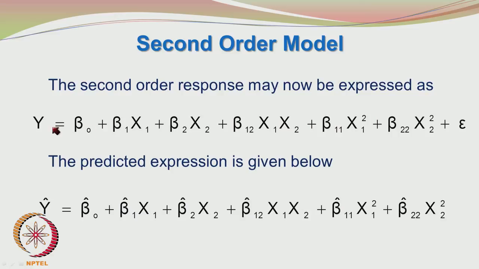The second order model we are testing is beta naught plus beta 1 x 1 plus beta 2 x 2 plus beta 12 x 1 x 2 plus beta 11 x 1 squared plus beta 22 x 2 squared plus the error term. The prediction equation is given as y hat is equal to beta hat naught plus beta hat 1 x 1 plus beta hat 2 x 2 plus beta hat 12 x 1 x 2 plus beta hat 11 x 1 squared plus beta hat 22 x 2 squared.